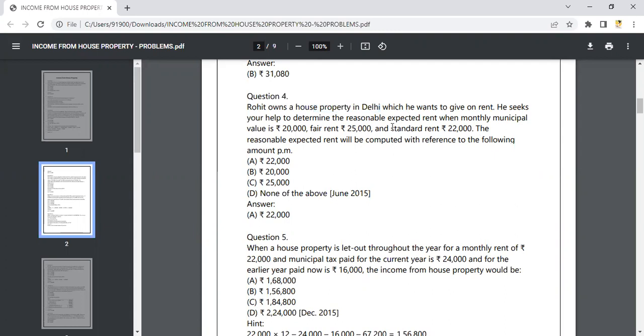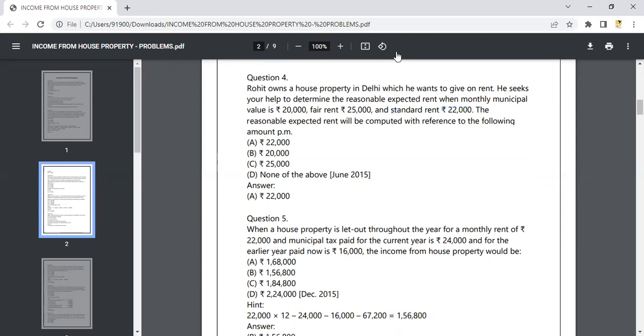So the reasonable rent is always the standard rent for that area. The standard rate will be fixed. On that we will be paying the rent. So the standard rent will be your computed, the referenceable amount. That means the rent that you are going to compute over there.